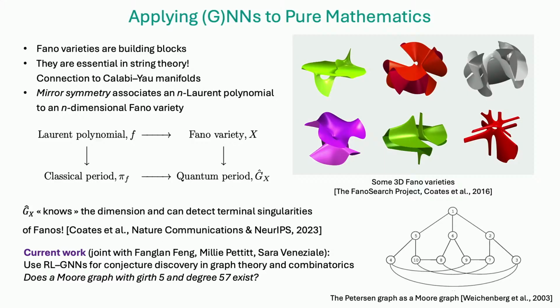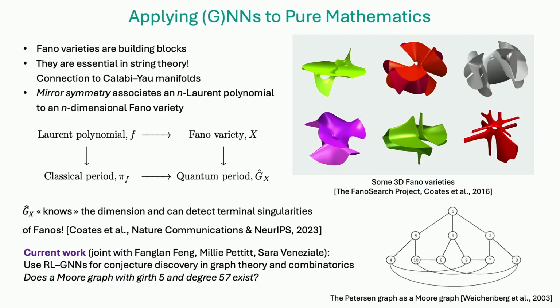Fano varieties are important. You can think about them as the building blocks of Calabi-Yau manifolds, and Calabi-Yau manifolds have been described as the key to understanding the universe. So you can look at these Calabi-Yaus. They're made up of Fanos, and so the idea is if you understand Fanos, you understand Calabi-Yaus, you get insights into the universe.